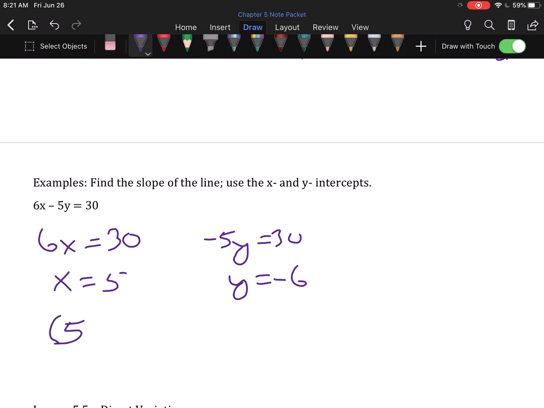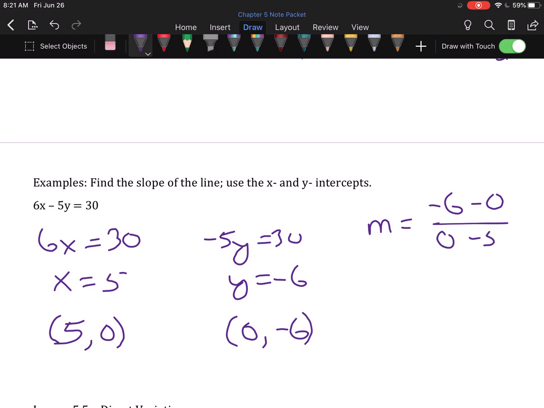What you have to remember is that means we have an ordered pair of 5, 0, and an ordered pair of 0, negative 6. Now you're in business, because you have two ordered pairs. I'm going to consider 5, 0 to be my first ordered pair, and 0, negative 6 to be my second ordered pair. So I'm going to have negative 6 minus 0 over 0 minus 5. Negative 6 minus 0, of course, is negative 6. 0 minus 5 is negative 5. Negative divided by a negative is positive, so we do need to change that to positive 6/5.